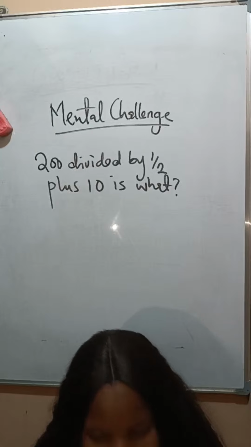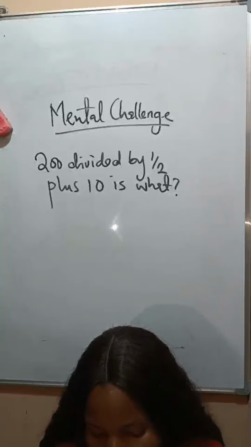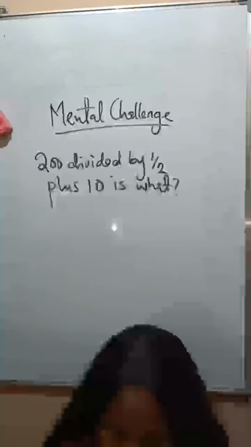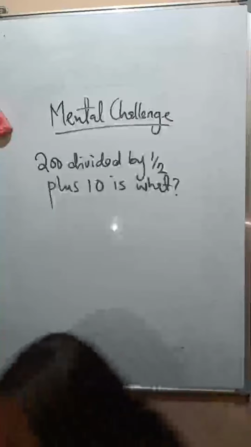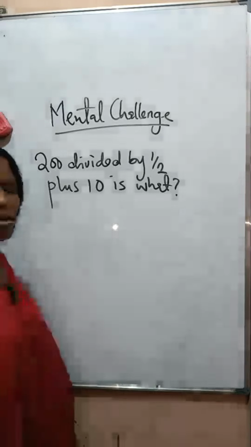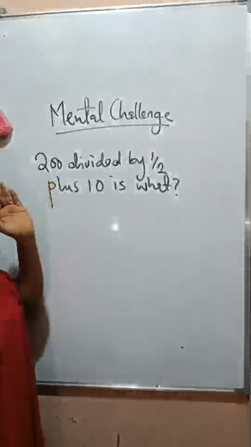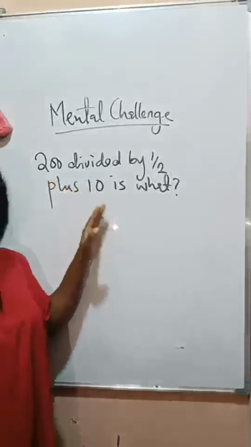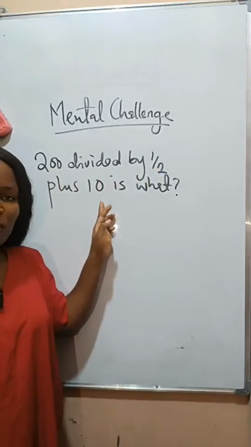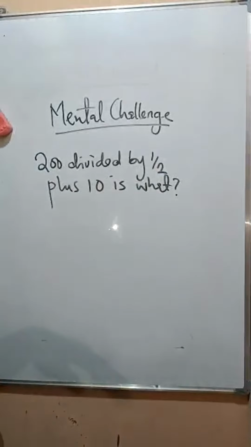All right, so let's go as usual. What is 200 divided by half plus 10? The question says 200 divided by half plus 10 is what? So when you divide 200 by half and you add 10 to it, what will be your result? That is the question.